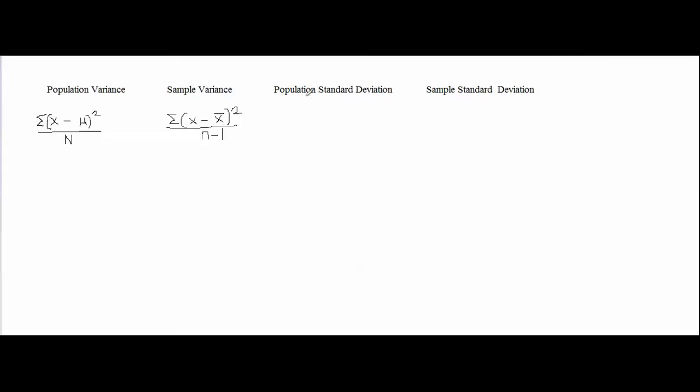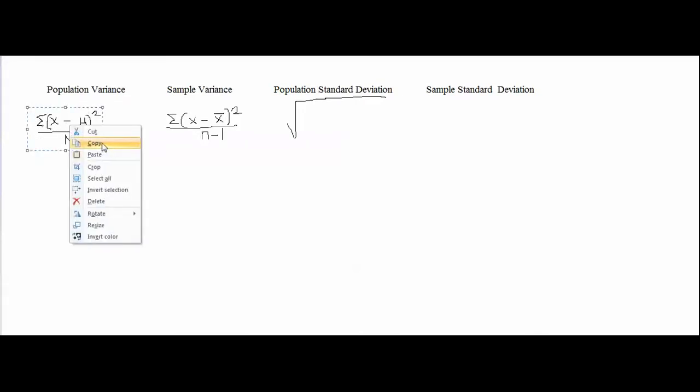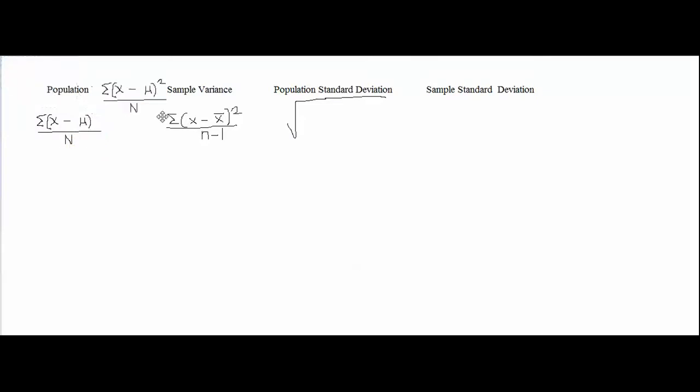Remember that the population standard deviation is just the square root of the population variance. If you take the variance and go one step further and get the square root, you get the standard deviation. So to get the formula for the population standard deviation, we just take the population variance formula and put it under a square root sign, like this. So if we take the population variance formula and put it under the square root sign, we get the formula for population standard deviation. What about the formula for sample standard deviation?